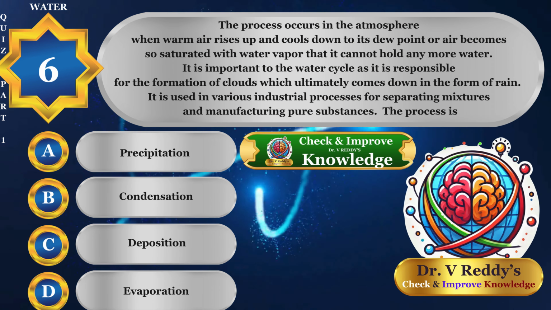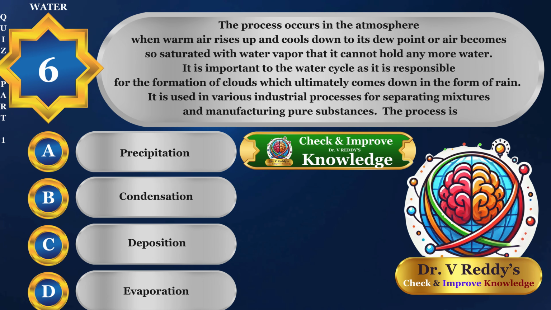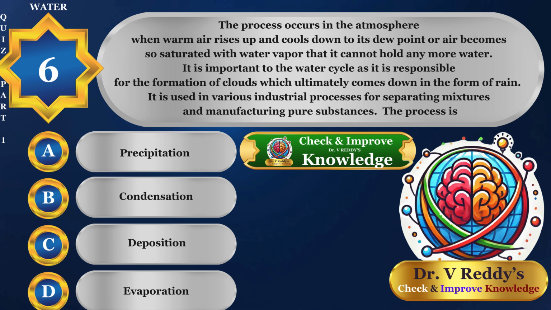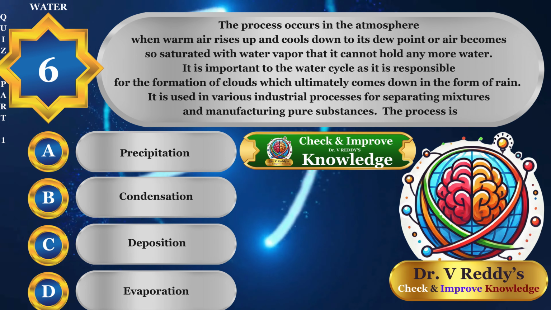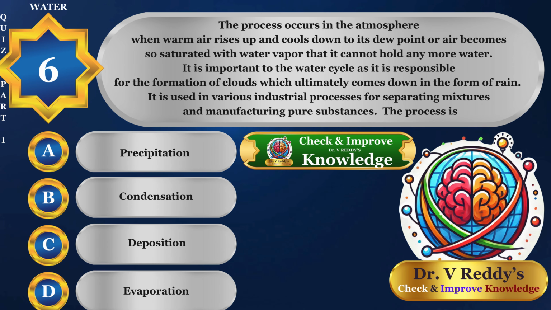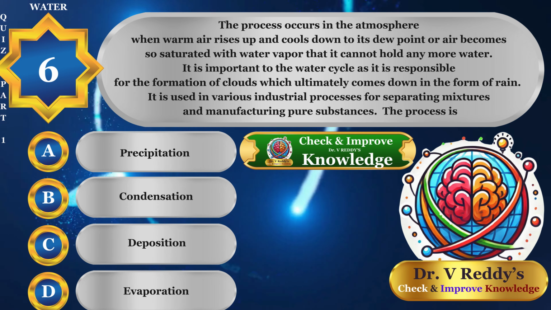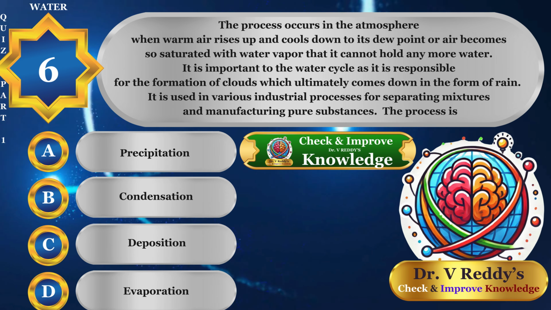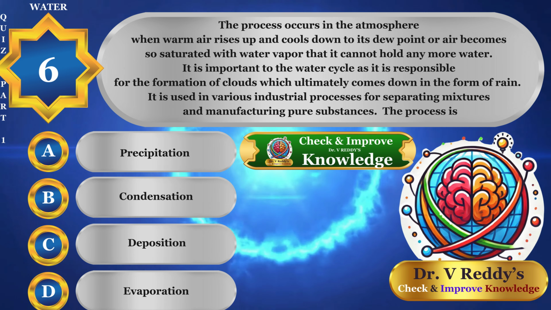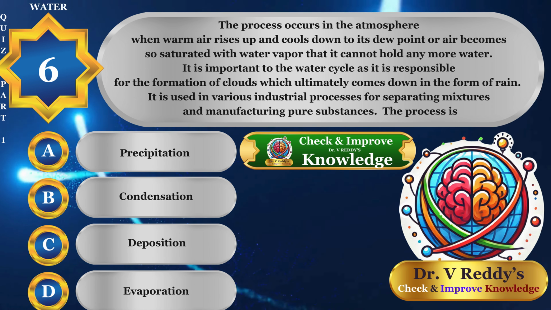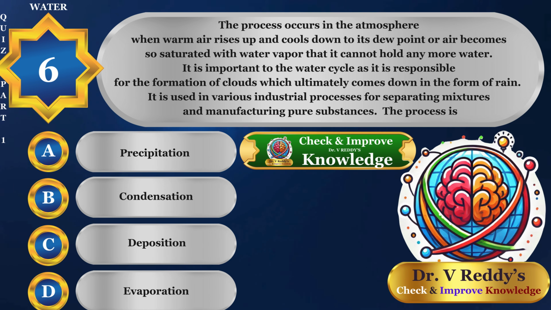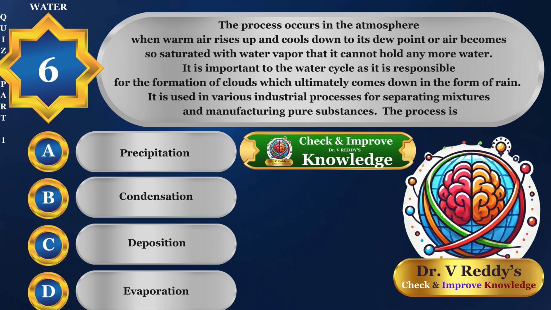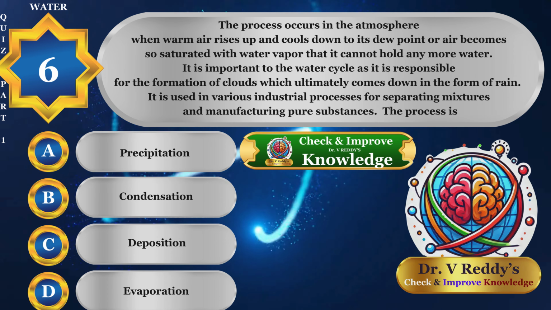Six. The process occurs in the atmosphere when warm air rises up and cools down to its dew point, or air becomes so saturated with water vapor that it cannot hold any more water. It is important to the water cycle as it is responsible for the formation of clouds, which ultimately come down in the form of rain. It is used in various industrial processes for separating mixtures and manufacturing pure substances. The process is A. Precipitation, B. Condensation, C. Deposition, D. Evaporation.